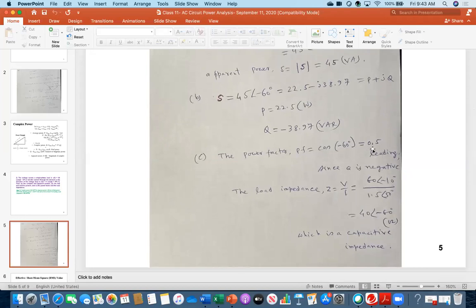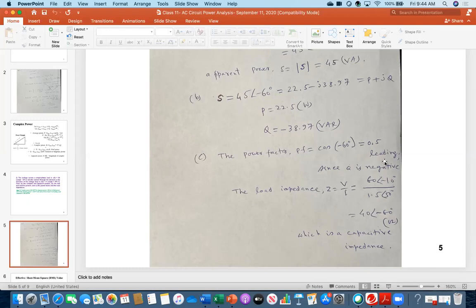And you see what I am writing here: leading. Why am I writing leading? Because I know that this is the capacitor. From here also I know that this is the capacitive element. In case of a capacitive element, current leads the voltage by 90 degrees. That's why I have to write leading or lagging accordingly. If I would be getting a plus here, then it would be inductive, and in case of inductance, current lags voltage by 90 degrees, so I would write lagging here.